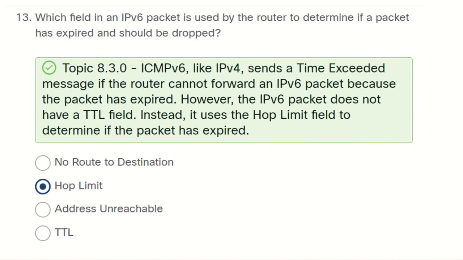Which field in an IP version 6 packet is used by the router to determine if a packet has expired and should be dropped? The hop limit. ICMP version 6, like IP version 4, sends a time exceeded message if a router cannot forward an IP version 6 packet because the packet has expired. However, the IP version 6 packet does not have a TTL field. Instead, it uses the hop limit field to determine if a packet has expired.